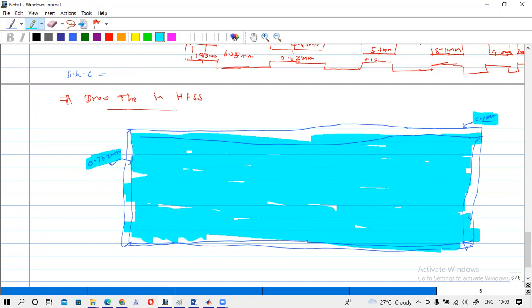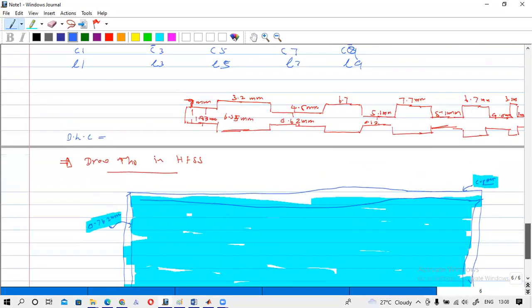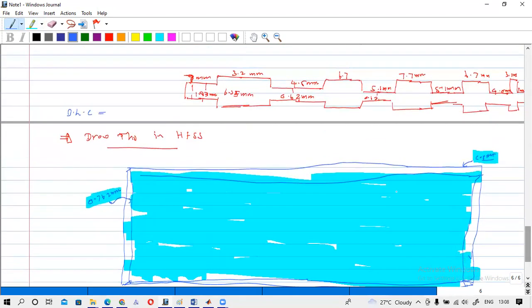On top of this dielectric material, you can draw this copper section very easily. How to do it? You can use the rectangle and draw them. So you can see that.